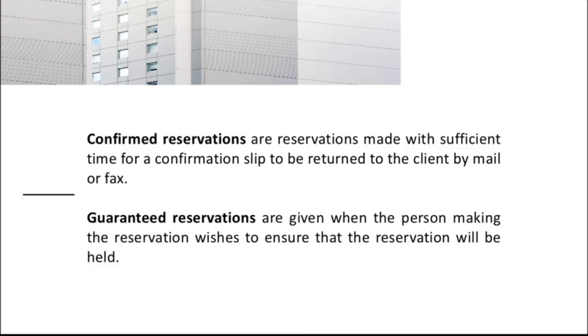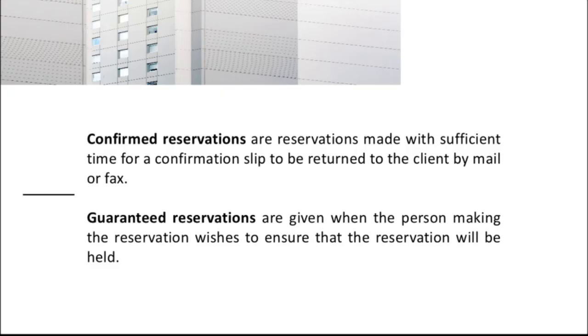Kaya lang siya magiging confirmed because the hotel should verify the booking kapag dala-dala na ni guest yung confirmation slip upon checking in. So, the guaranteed reservation is given when the person making the reservation wishes to ensure that the reservation will be held. Ibig sabihin, pag sinabi natin guaranteed, sure. This is arranged at the time the reservation is made and generally applies in situations when the guest is expected to arrive late.